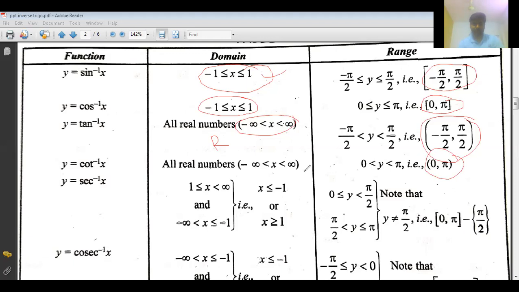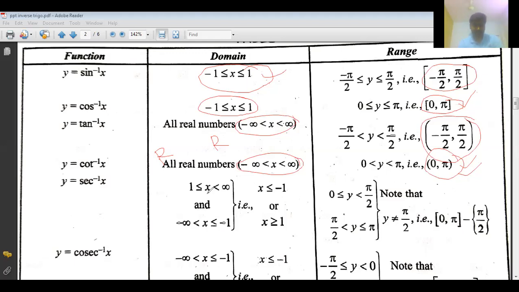Okay, see cot inverse x, if you see there also. Sorry, the domain is the same. Tan inverse x and cot inverse x domain is R. Clear? And what is the range here? 0 to pi, open interval. That also we have discussed. So 0 to pi closed interval is cos inverse x range. 0 to pi open interval is cot inverse x range.